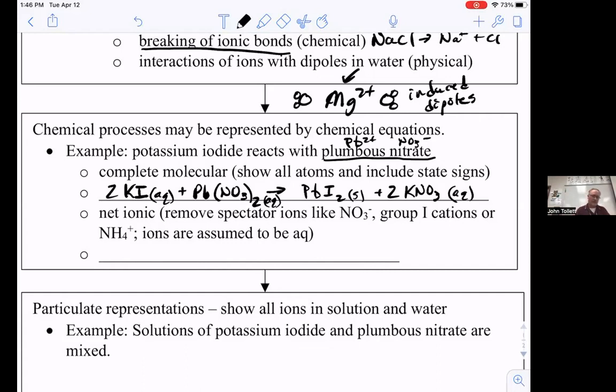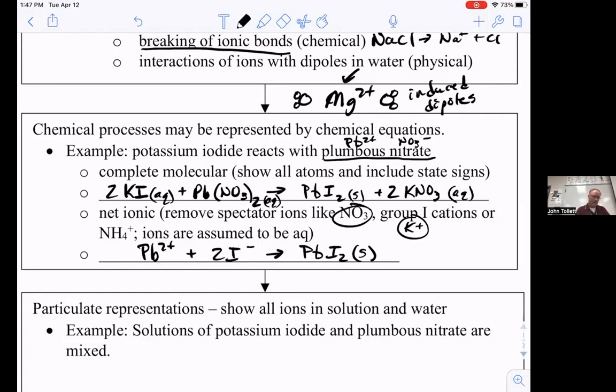For the net ionic equation, you would remove all the spectator ions like nitrate and the group 1 cations. So the nitrate and the potassium ions are going to be subtracted from there. You'll end up with just your lead ion and your 2 iodide ions to produce the PbI2, labeled as that precipitate. You could label the ions in aqueous solution, that would be fine too. But at a minimum, make sure you're doing your state symbols for solid, liquid, gas.